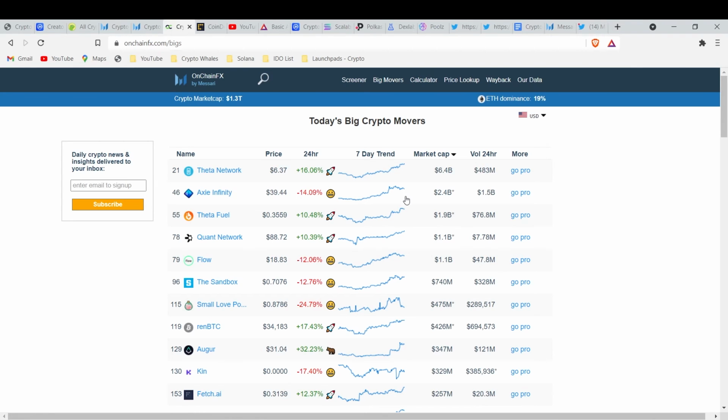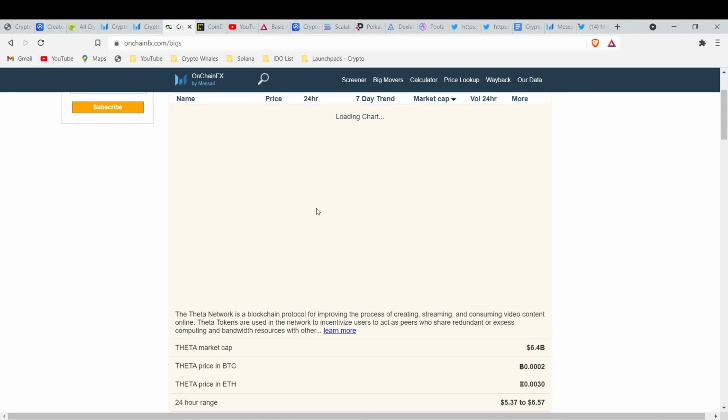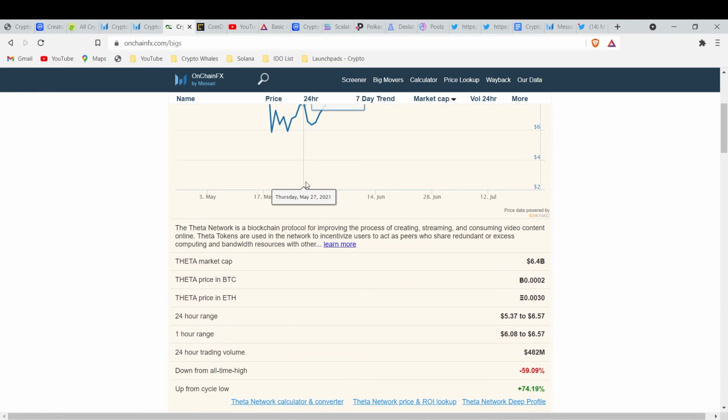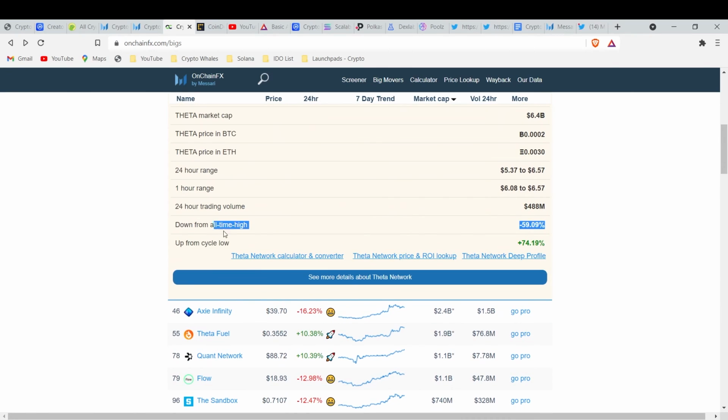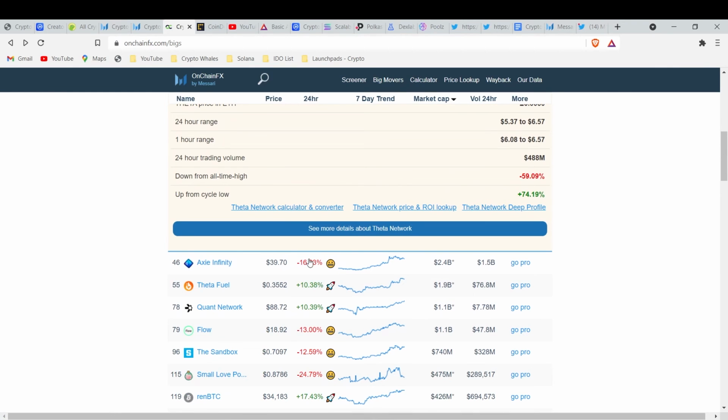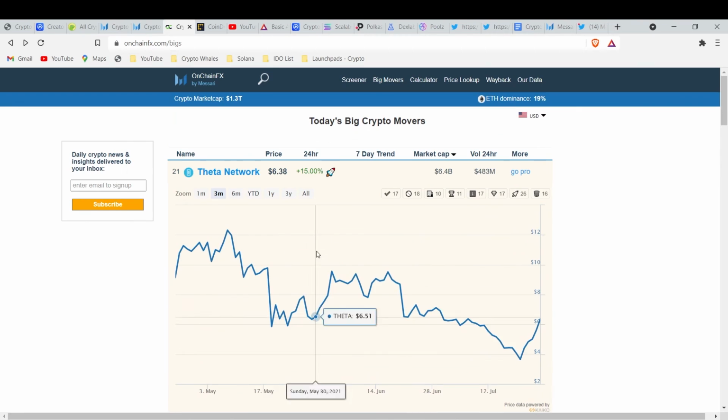So when you see crypto big movers and you want to learn more about them, you can click through and learn more about a particular project, what this project is all about. You can also look at things like down from all-time high. Wow, it's about 59% down from all-time high, as we have seen with the whole crypto space in the last few months or so. So that is a good one to look at when it comes to OnChainFX.